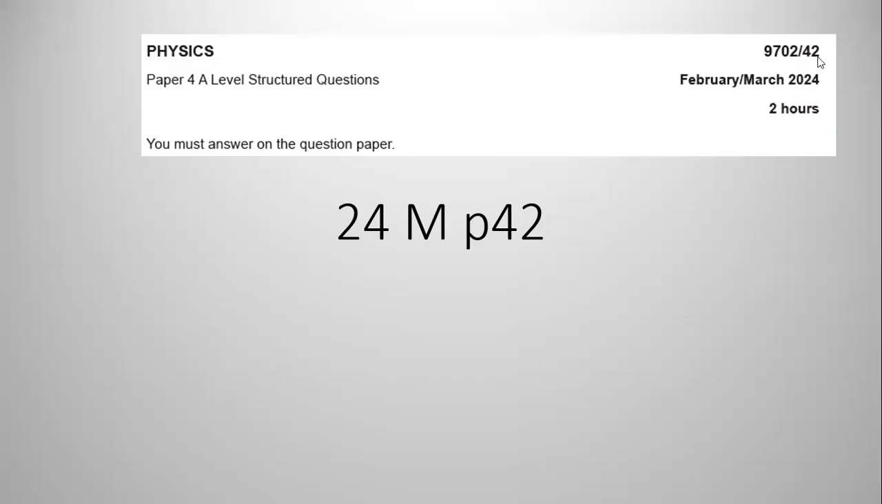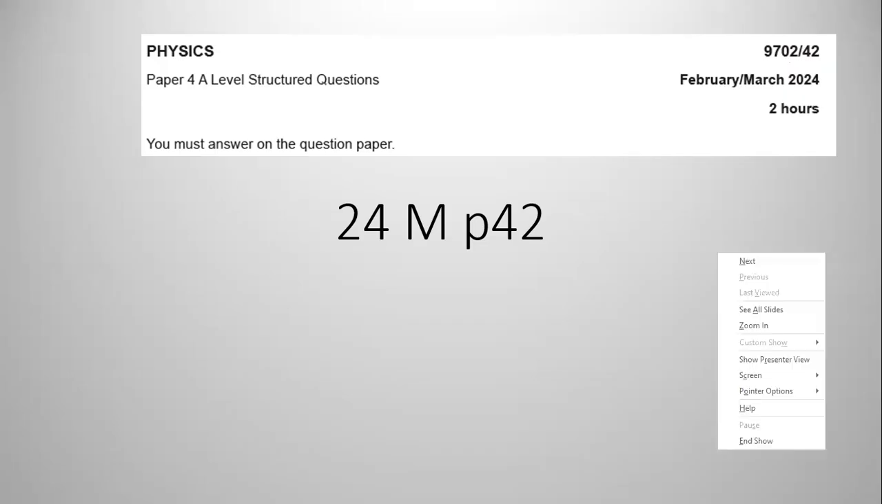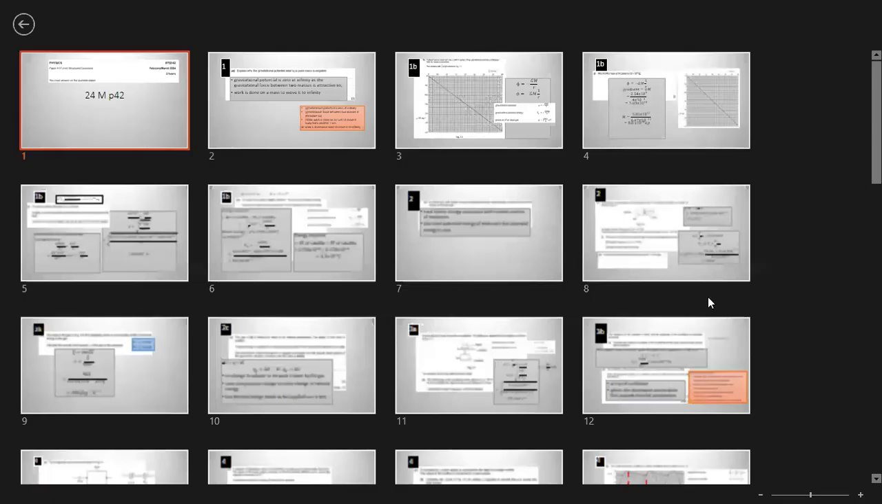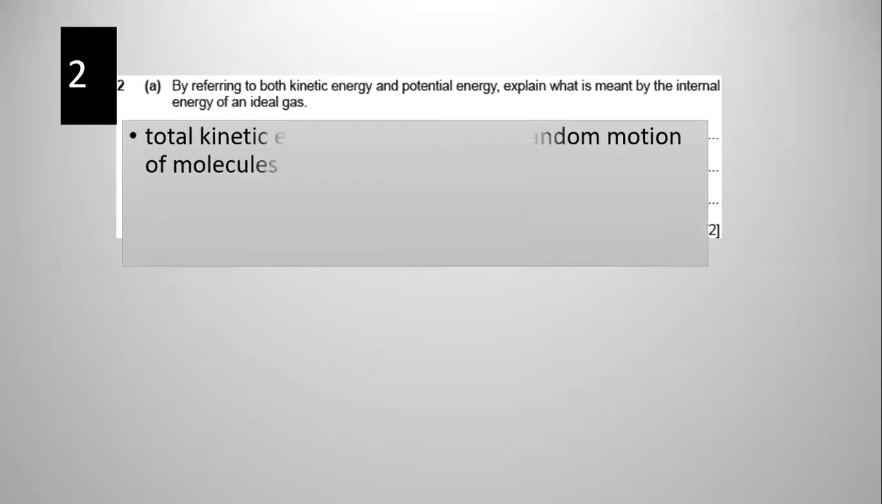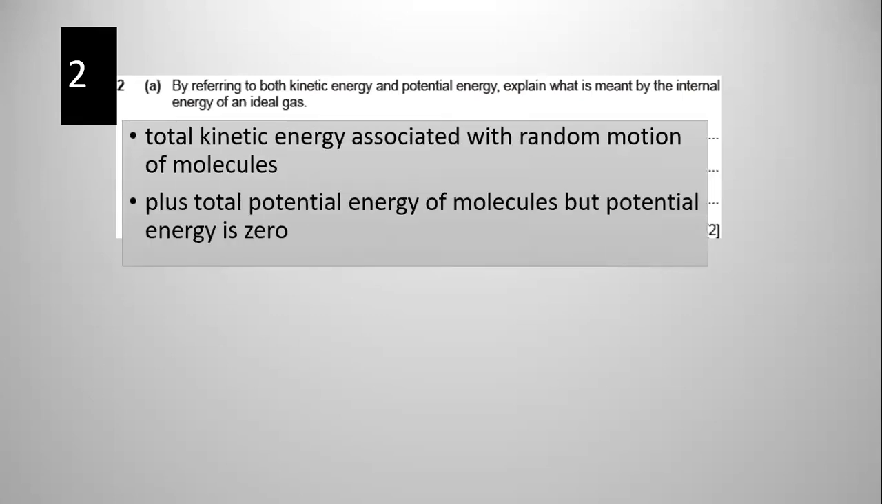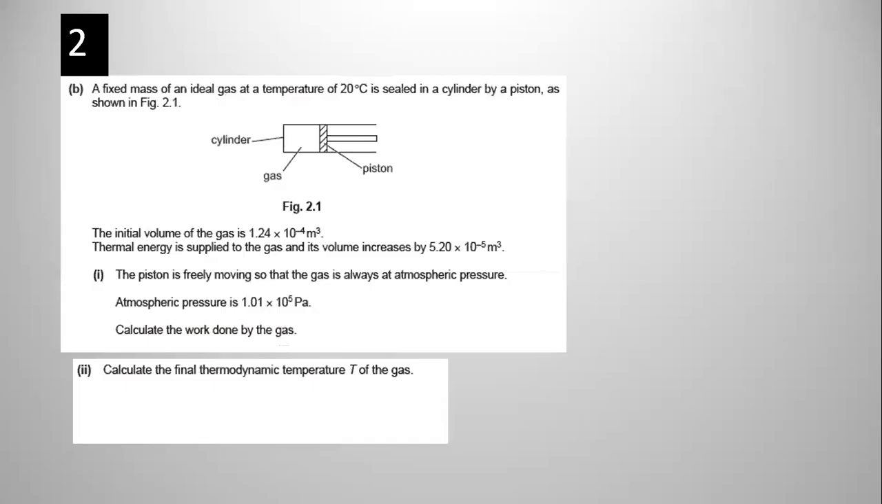All right. Okay, we carry on with this paper, February/March 2024, 9702/42. We have done this question. Now we are in the midst of doing part B.